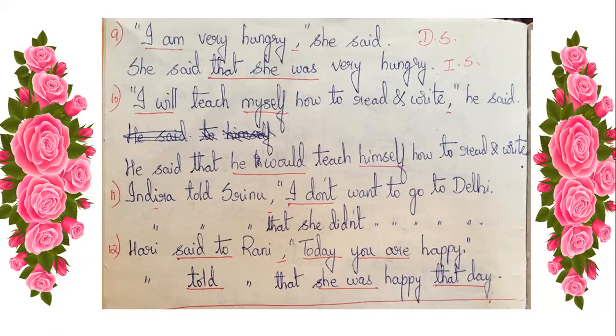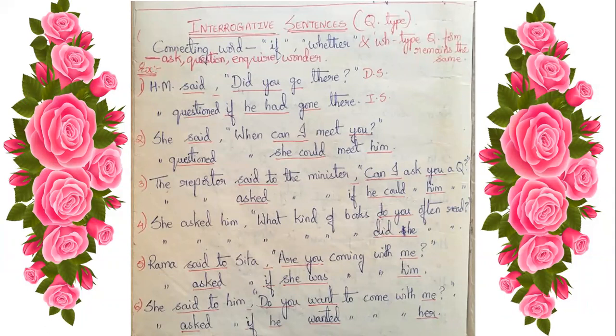Now, coming to the next type of sentence, the interrogative sentence. We have two types of sentences: helping verb sentences and WH type questions. For the helping verb or auxiliary verb or yes or no questions, the connecting word is "if" or "whether". And for the WH type of question, it remains the same. And one more change you have to make is to use the words asked, questioned, inquired, wondered.